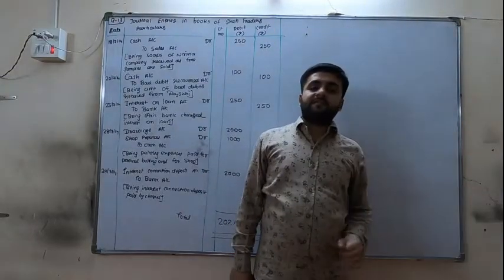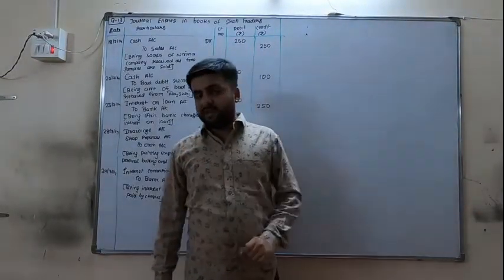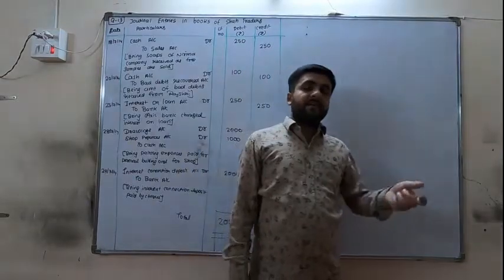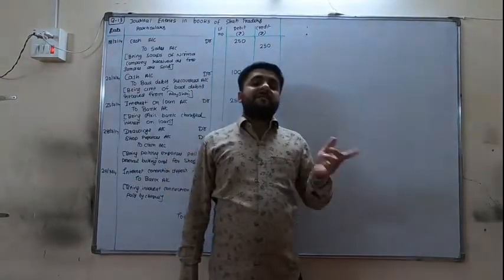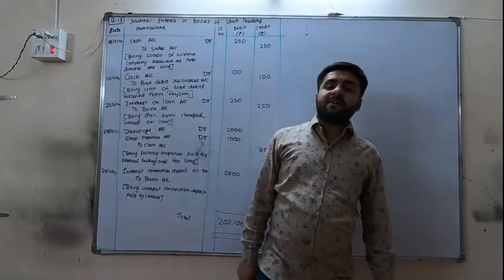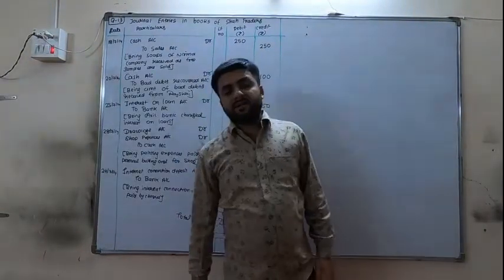So the whole entry will be insurance company account debit 1,500. We are receiving some amount, so cash account debit 200. And we are not receiving 300, so loss by fire account debit 300, to purchase account 2,000.